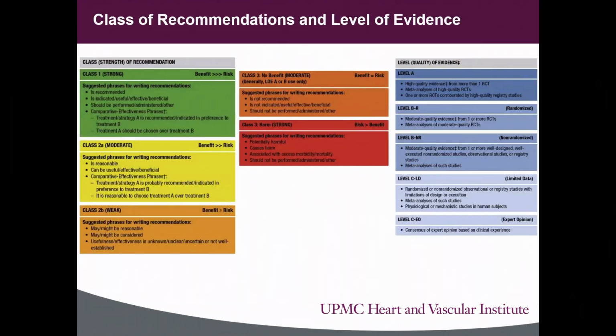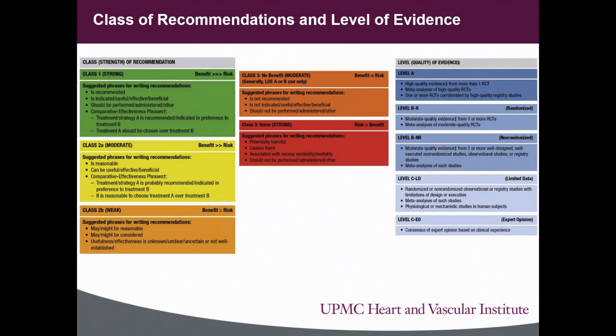As we think about recommendations, it's important to keep in mind the class of recommendations and level of evidence. This is a more updated scheme. In terms of recommendations, a class 1 indication is the strongest recommendation we have. It means the benefit far outweighs the risk. Typically, there is a higher level of evidence, more of a consensus in this case, and it is deemed to be useful or beneficial and is a recommendation.